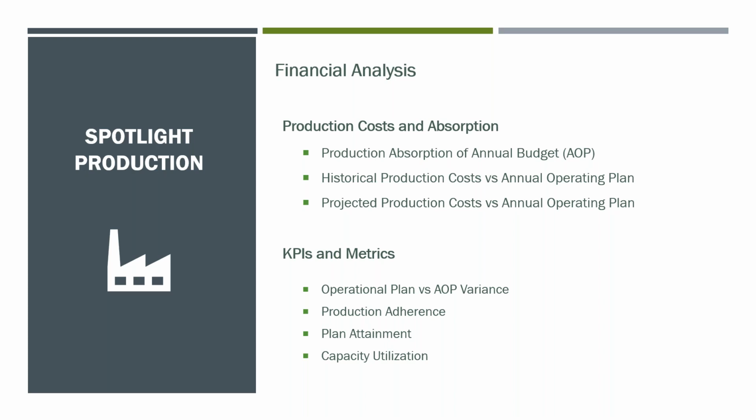Okay. And then finally, we're going to talk about production, which is really the production analysis, absorption versus the annual budget, right? So on the financial side, what's the cost of production for this year, and what was my budget for production this year, and how close am I as I march through time in my production plan? Are we executing against it?